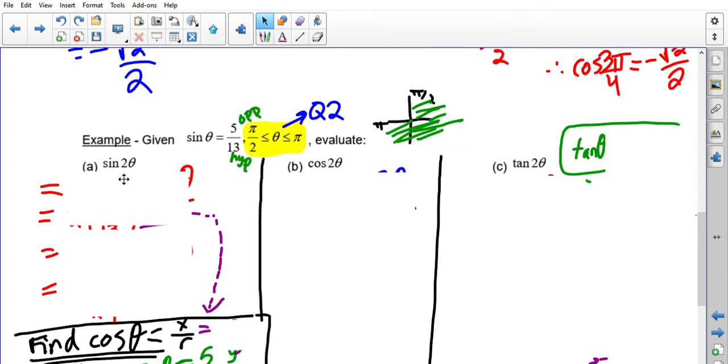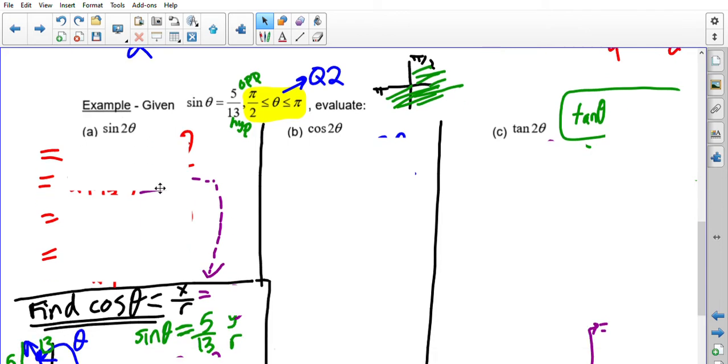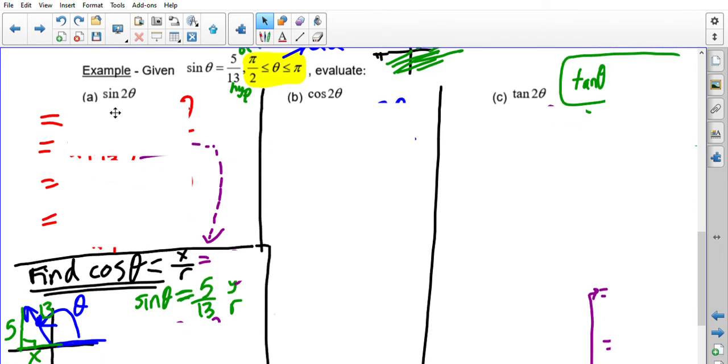It says evaluate sine 2 theta, cos 2 theta, and tan 2 theta. So we have to evaluate all these by only being given the ratio for sine theta. Let's just start, and we know sine theta is opposite over hypotenuse, so we have those two values of the right triangle that would be created, and we know it's in quadrant 2, so that's important as well. So let's start with sine 2 theta.